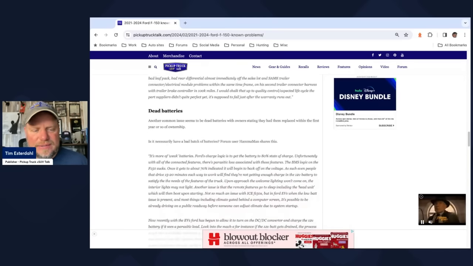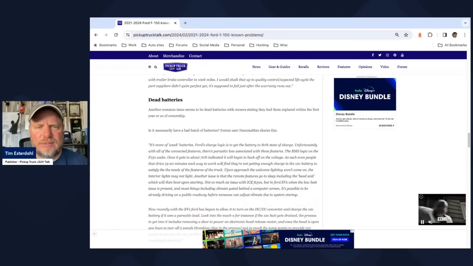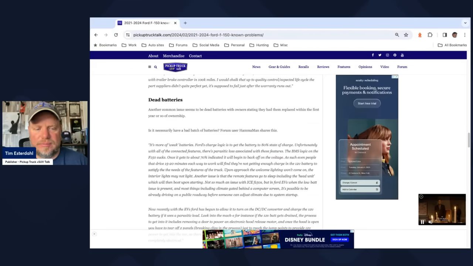Another issue is dead batteries. This was kind of eye-opening for me. As you know, most trucks these days do over-the-air updates. They don't turn off right away if the turbos are too hot. There's just a variety of things they do these days, because trucks are different. And it's interesting, a lot of people are reporting dead batteries and having batteries replaced.